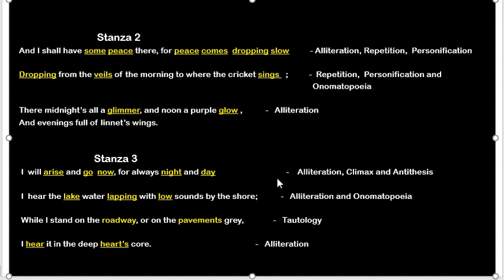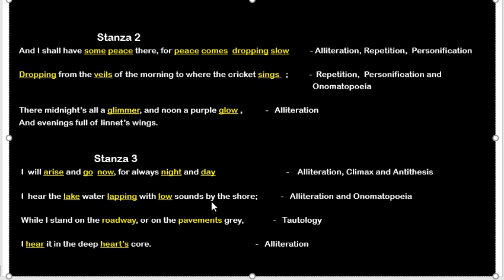Moreover, again we can see that the poet says, I will rise and go now. So here these two actions are in sequence. So it is climax. Here we can see that night and day are two contradictory ideas, and that's why it is called antithesis.